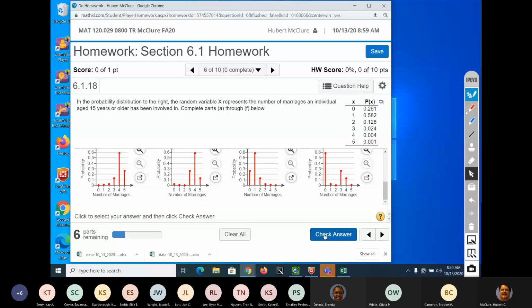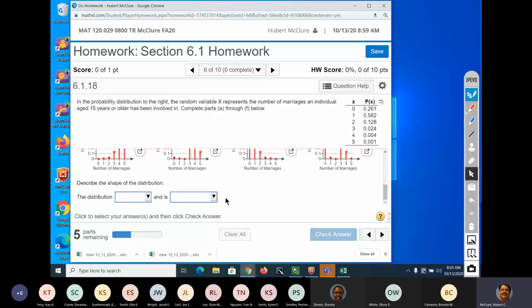Next, the distribution is not uniform. Has one mode. Let's see. I don't think we have one mode. It's not bimodal, and it's not multimodal, so it'd be uniform. It'd have to be uniform because you don't have any modes. You don't have anything showing up.